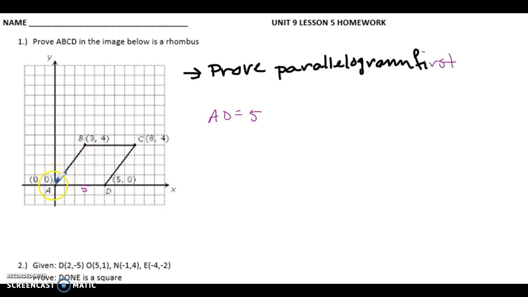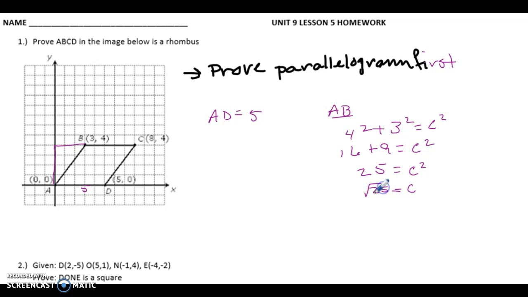So to find the length of AB, since it's slanted, I'm going to draw in a right triangle and use the Pythagorean theorem to get the length of AB. So AB would be, 1, 2, 3, 4, 4 squared plus 1, 2, 3, 3 squared equals the hypotenuse, or AB squared. And so hopefully you know by now that this is a Pythagorean triple. 16 plus 9 equals C squared, or 25 equals C squared. So C equals the square root of 25, and C is therefore 5. 3, 4, 5 right triangle, that's a Pythagorean triple, so we already know that this is 5. So the length of AB is also 5.